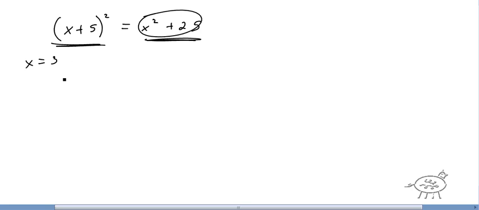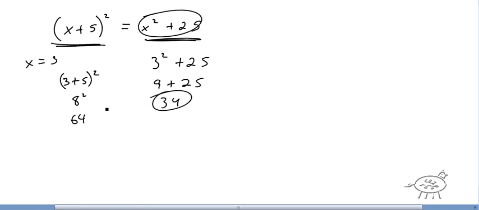All right, so if I plug a 3 in here, I get 3 plus 5 squared. Well, isn't that the same thing as 8 squared, which is 64? Okay, so let's plug a 3 into here. 3 squared plus 25. 9 plus 25. What's 9 plus 25? 34. Wait a second. These are not equal.